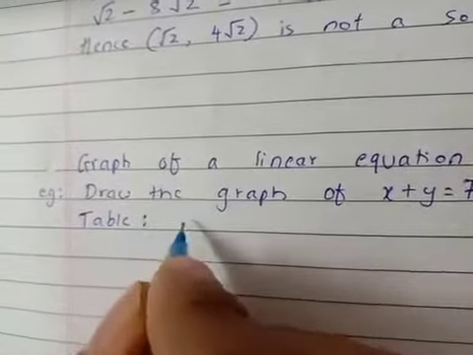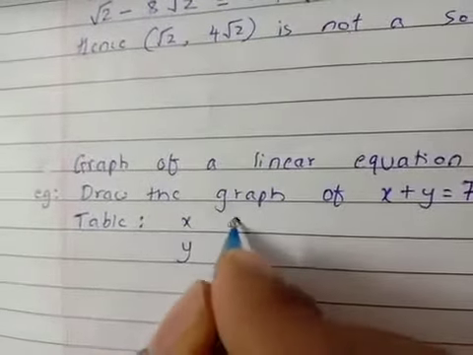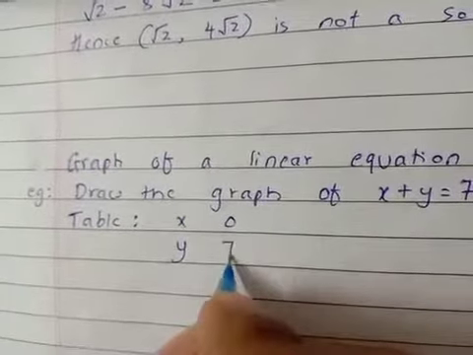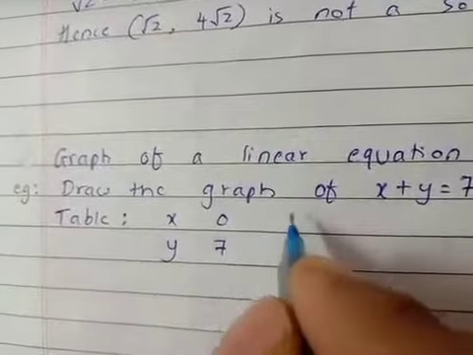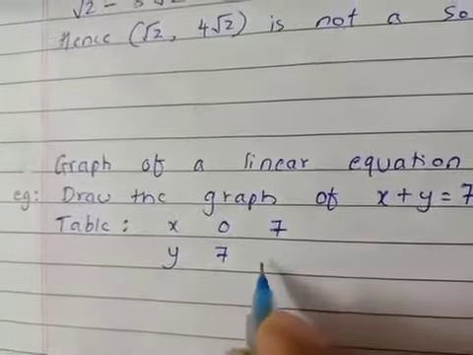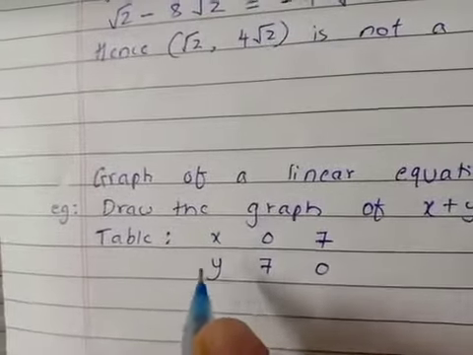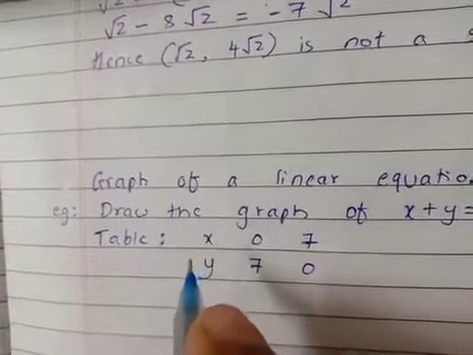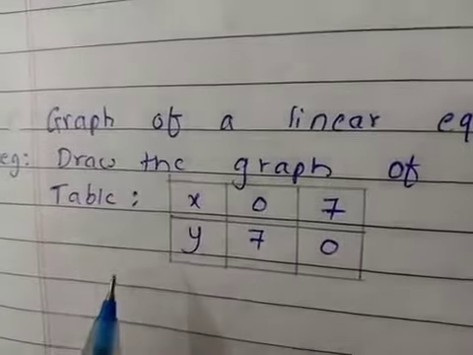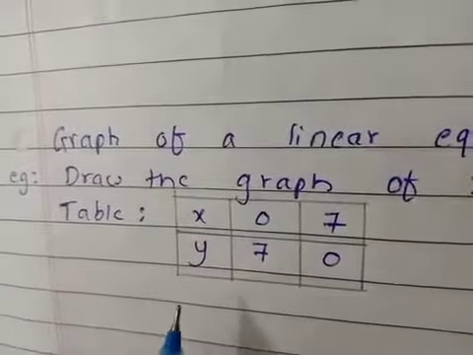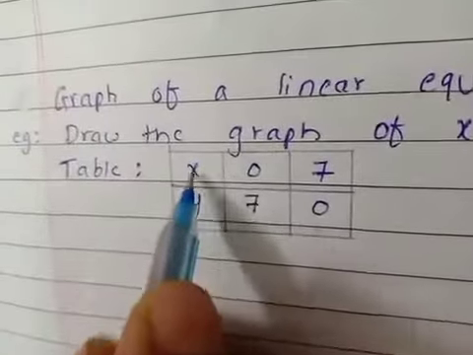We will make a table and we will put the values of x and y. First we will put the value of x as 0 and the value of y as 7. Secondly, we will put the value of x as 7 and the value of y as 0. And let's see on putting these values what we get. Now for drawing a line we need at least two solutions of this equation. Now we will put the value of x as 0 first.